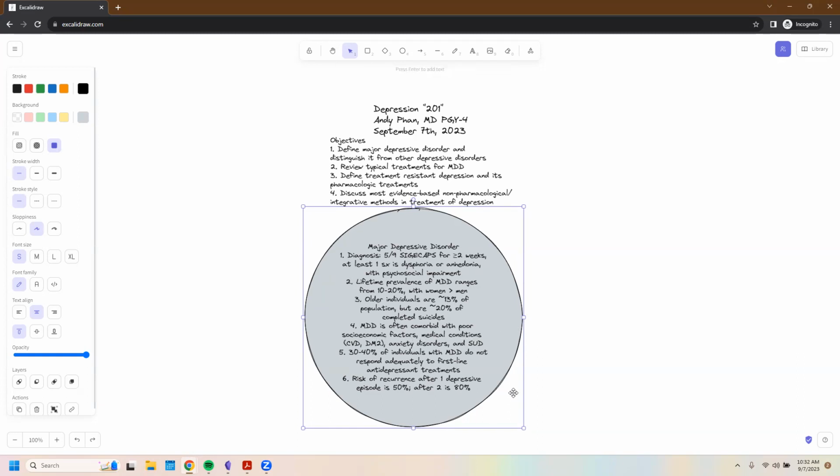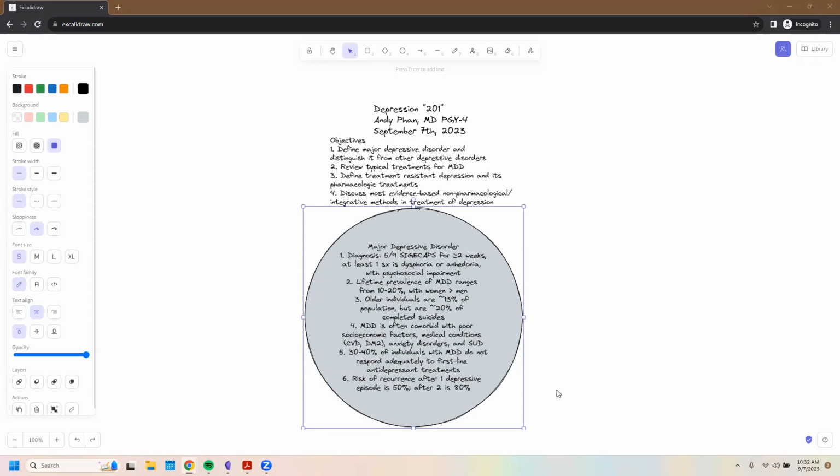MDD is common, often comorbid with poor socioeconomic conditions, medical conditions, anxiety disorders, substance use disorders. So like half the patients at Harborview. 30 to 40% of individuals with MDD also do not respond adequately to first-line antidepressants for treatment, and the risk of recurrence after one depressive episode is actually 50%. After two depressive episodes, it's maybe about 80% based off of some landmark studies that we have.